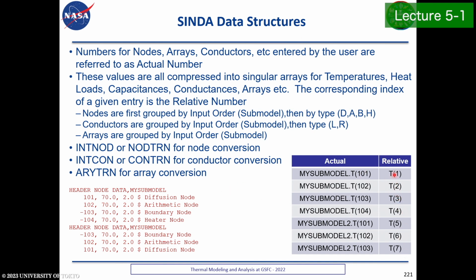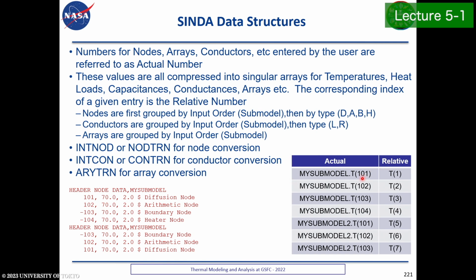And so this is the relative number. So when the preprocessor goes through and you tell it submodel 2.T101, what you're really going to see is T(5). So what happens is all the temperatures are stored in one giant T array. And each index in that array represents a particular node. Similarly for the conductances, similarly the capacitances would be the same, Qs would be the same. So that's the data structure that it has for the node data and the conductor data.